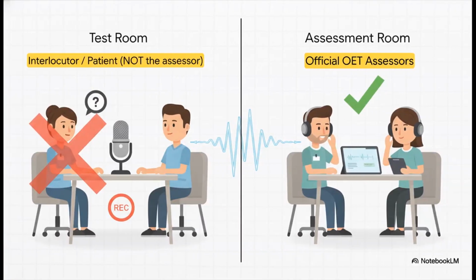Different to the IELTS exam, the person sitting next to you in the role as the patient or guardian is not your examiner. They're an interlocutor to run the role play with you. So they don't score you. Your actual test gets scored later by 2 or more trained OET assessors who listen back to the recording. So it means you can just relax. You're not trying to impress the person opposite you.